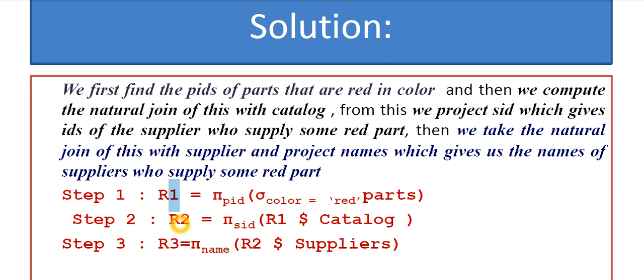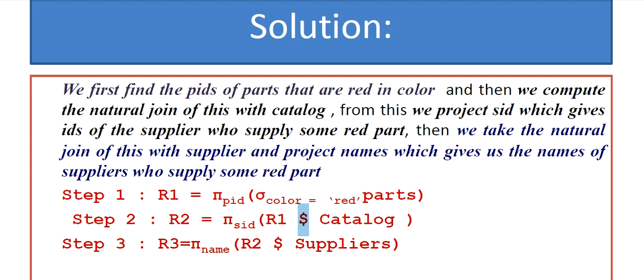Now step 2, R2 is equal to what I am doing. This symbol you see, don't confuse it. Sometimes natural join is indicated with these symbols also. So this is the symbol for natural join. Now, R1 natural join catalog will give you those suppliers who are supplying these red color parts.